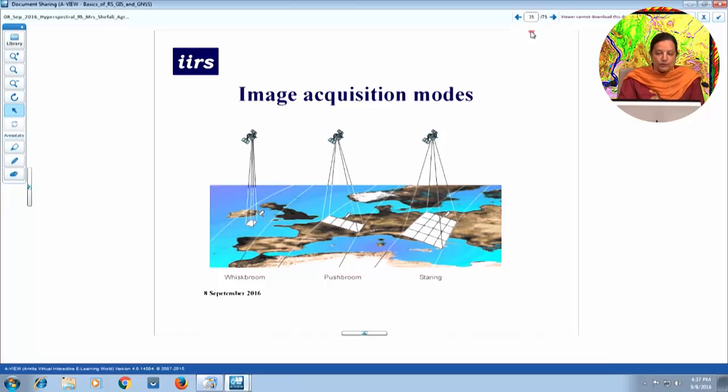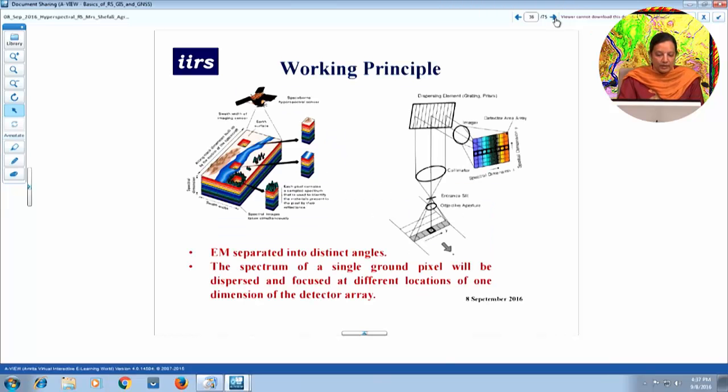Now, as in case of multispectral, hyperspectral remote sensing can also be acquired using whisk broom, push broom and frame camera systems. So the whole principle is similar to the multispectral, except that once the light comes, the electromagnetic energy gets separated into distinct angles, and the spectra of the single ground pixel will be dispersed, using a prism or a grating instrument.